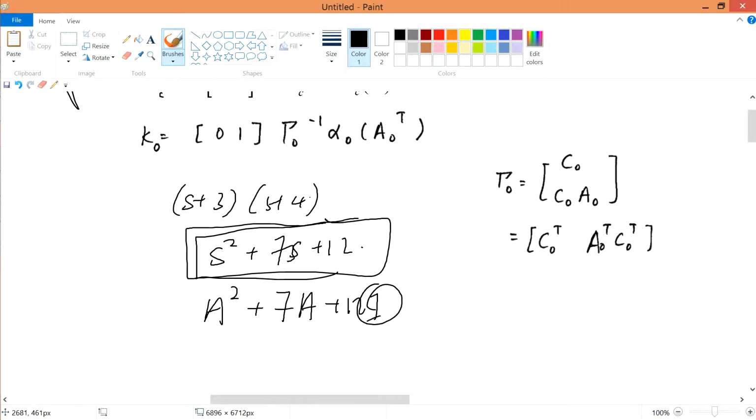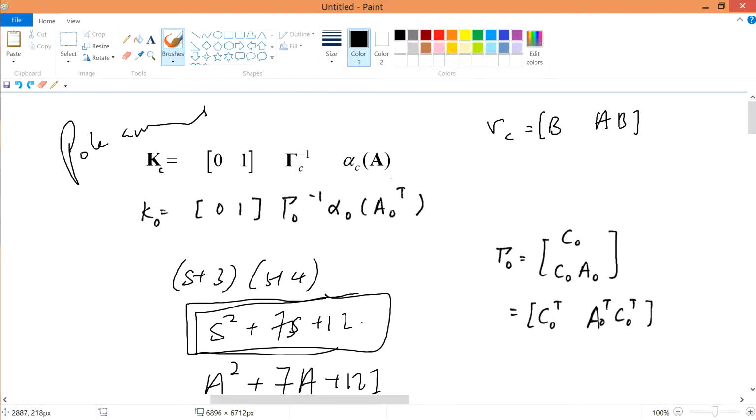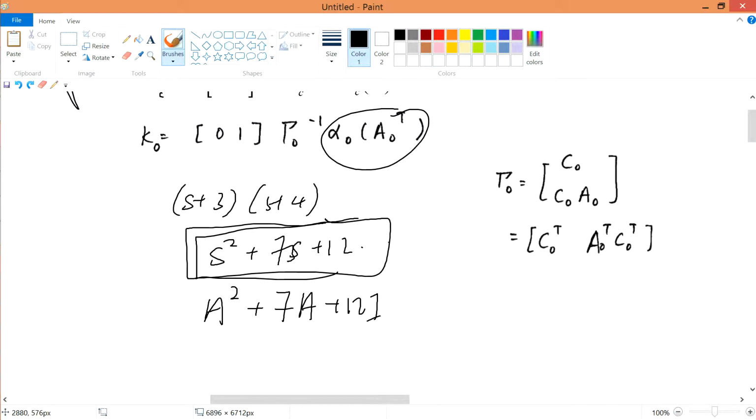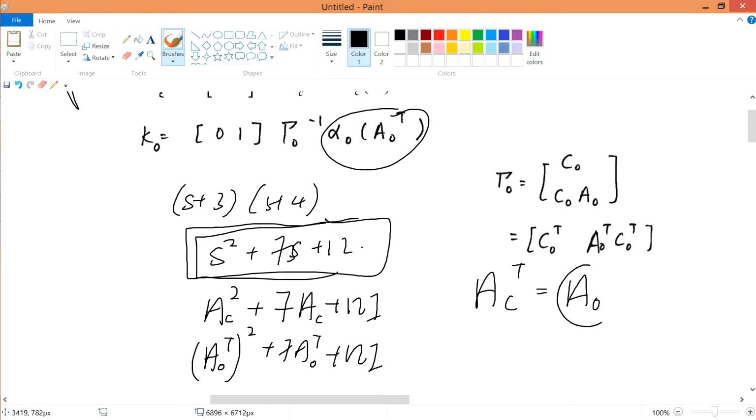This is the identity matrix. However, for the observable K, this thing over here is slightly different. It's going to involve transpose. So instead of A squared, you have AT squared plus 7AT plus 12I. Take note that this is the observable A, while the other one is for the controllable A. There is something slightly different that deals with the duality of the system, where AC transpose is equal to AO.